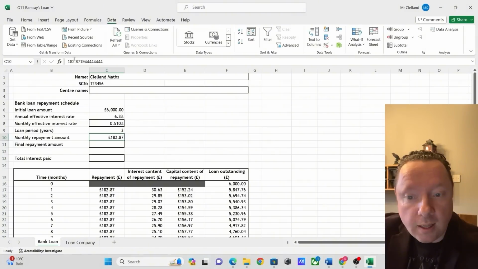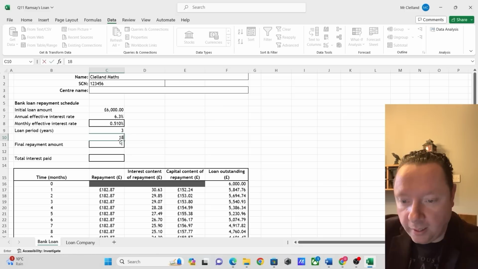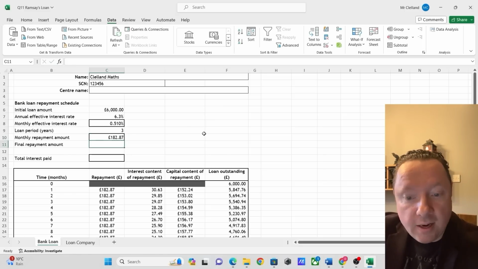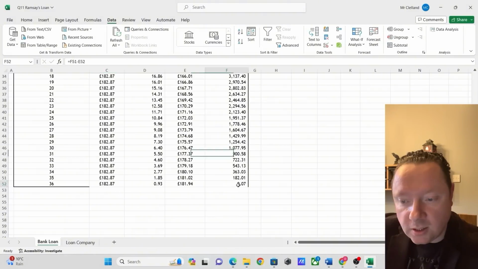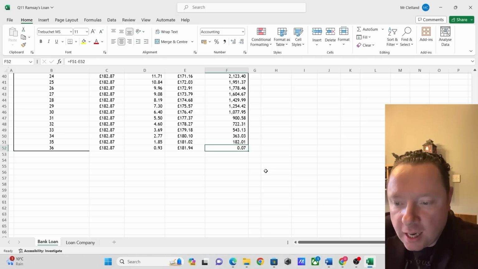And you only want it to be 2 decimal places. So we're going to have to adjust that to make it 2 decimal places. So that gives me 182.87 in here. And then our final repayment amount will need to be adjusted as well, because we've got this extra 7 pence hanging about. We don't want that 7 pence. To deal with that, we just add the 7 pence onto 182.87.